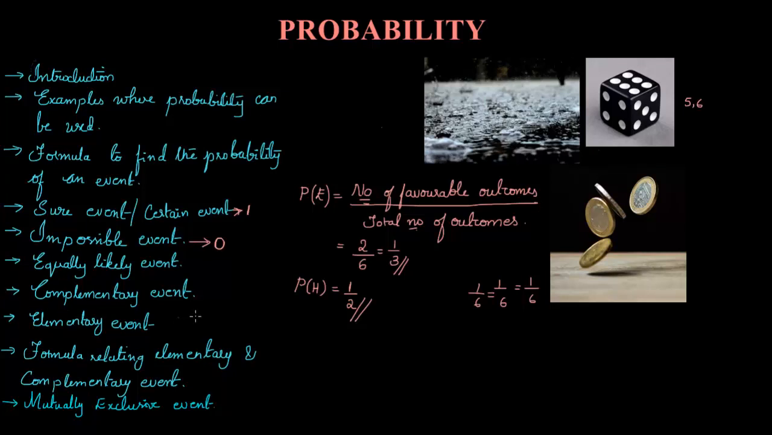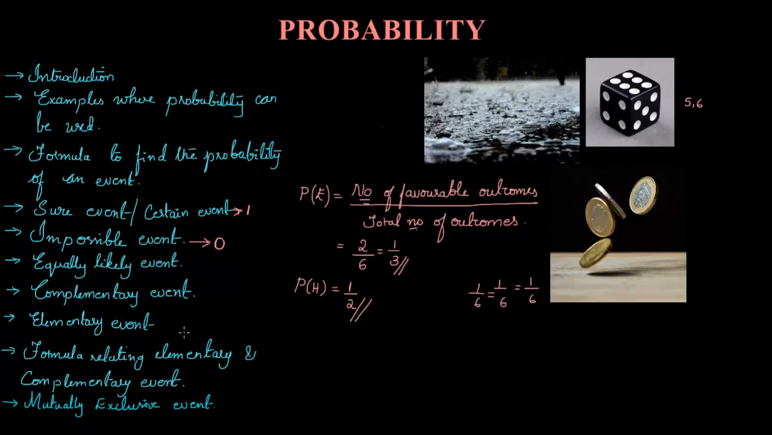Complementary event is nothing but the chances of not occurring that event. It is just the opposite of this. If I am talking about the probability of raining today, then the complementary of that event will be the chances of not raining today. So you just need to add "not" there: the probability of not raining today, the probability of not getting 6, the probability of not getting head, something like that.